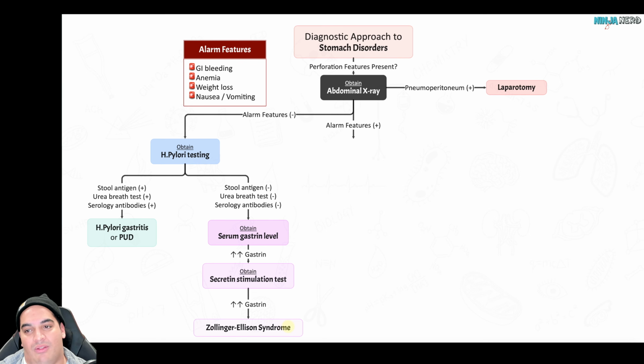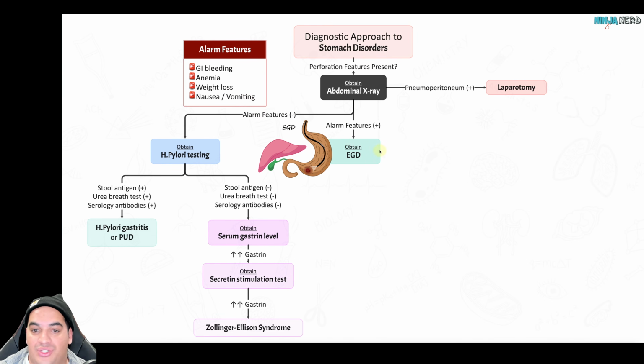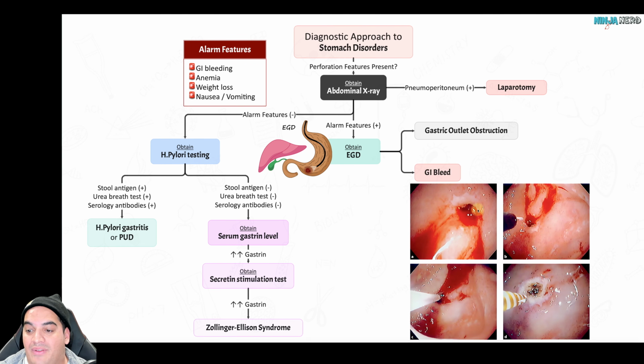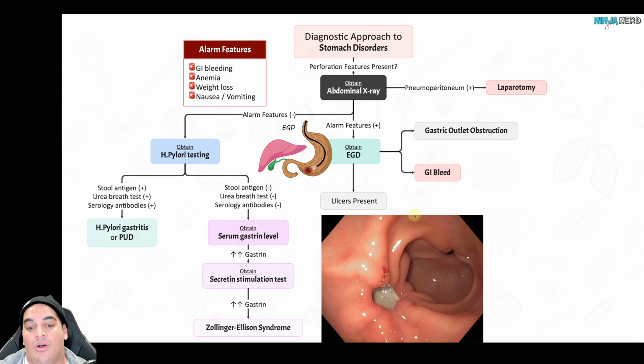Now, what if they do have alarm features? Right? So they have GI bleeding, they have anemia, weight loss, nausea, vomiting. Well, then I'm concerned about a complication. I really should get an EGD all the time. When you have alarm features, get an EGD. Because what it may show me is, look at this narrowing of their gastric outlet. That's a gastric outlet obstruction. It may show me the evidence of a GI bleed, and that's why they're having hematemesis, melena, anemia. And also it may show really, really large ulcers that are kind of concerning here.